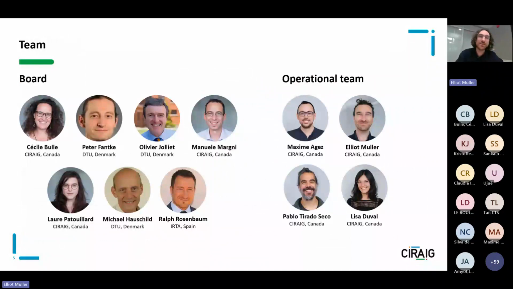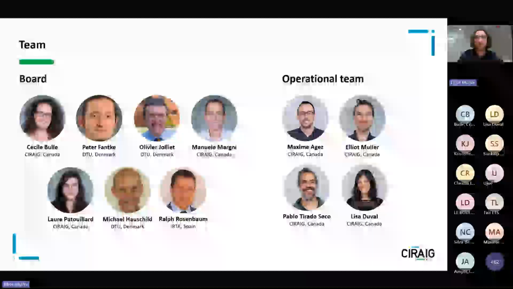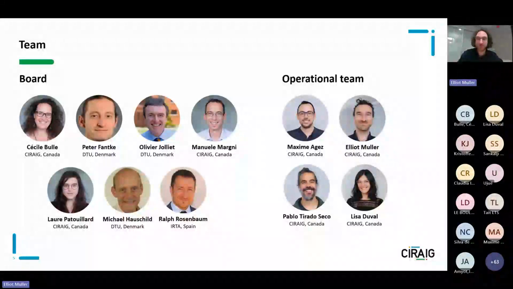So here is the current team. The board is composed of professors, mainly from CIRAIG, DTU, and IRTA now, and also 4 people are part of the operational team. We are 4 analysts at CIRAIG. And here today with me for this presentation are Lisa Duval, that you already heard, Maxime Agez, who is also an analyst at CIRAIG, and Professor Cecile Bulle, who will be there to answer all of our questions.